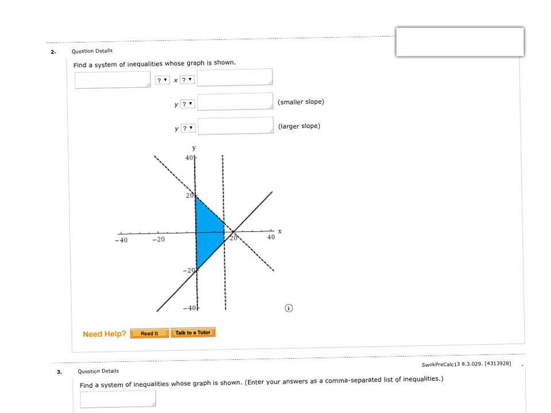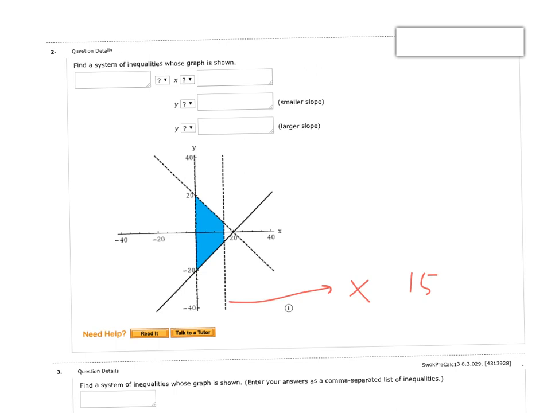All right, next up here, they have actually a graph, and we're trying to write the system. The first thing I see is this vertical line right here. Now, I know a vertical line is always x with a number. In this case, it looks like that number is 15 for me. You can see they're counting by fives, and so that's got to be 15.